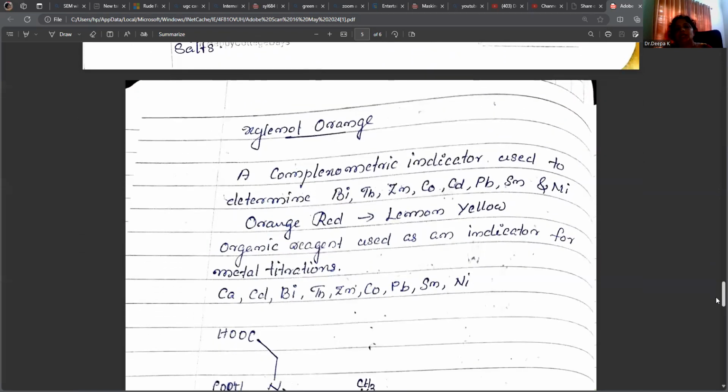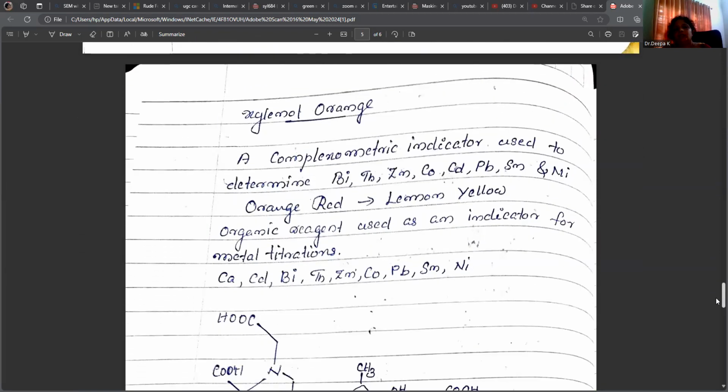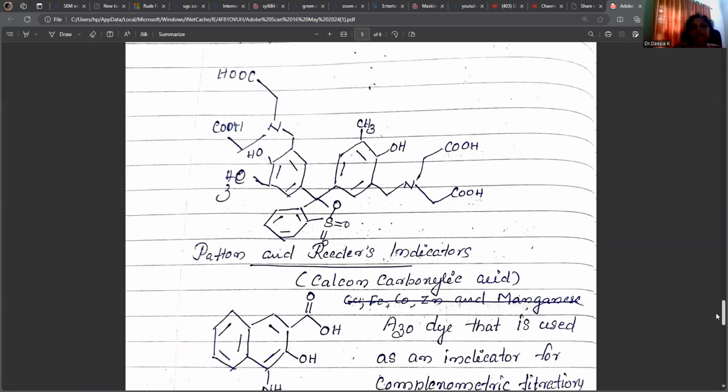Then xylenol orange is another indicator which is also used in acid-base titration. It is used in complexometry for bismuth, thorium, zinc, cobalt, cadmium, lead, tin, and nickel. The color changes from orange to red to lemon yellow. Xylenol orange is an organic reagent used as an indicator for metal titrations of these metals. And this is the structure of xylenol orange.